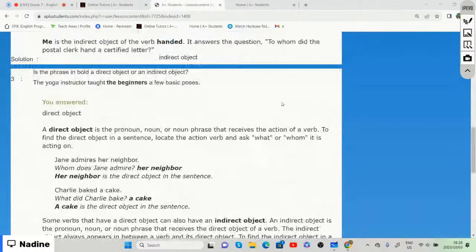So the last one, we need to say if this is a direct object or an indirect object. The yoga instructor taught the beginners a few basic poses. So we need to say if it is a direct or indirect object. The beginners.